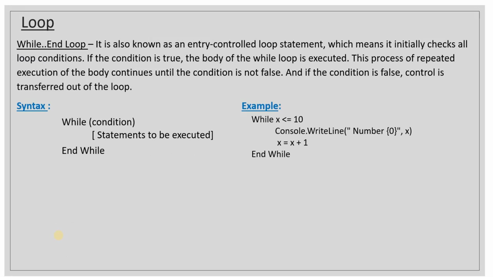Next is the While loop. It is also known as an entry control loop statement, which means it initially checks the loop condition. If the condition is true, the body of the while loop is executed, and this process of repeated execution of the body continues until the condition is false. And if the condition is false, control is transferred out of the loop.